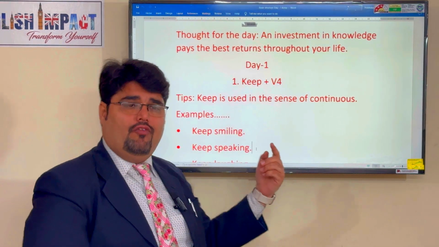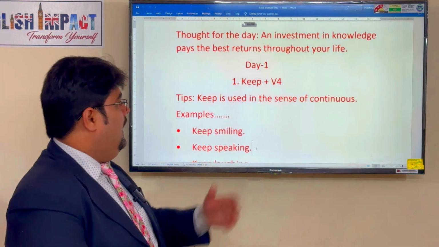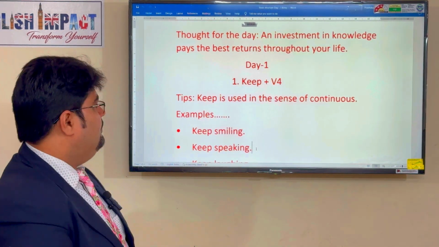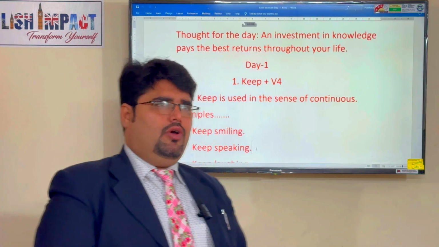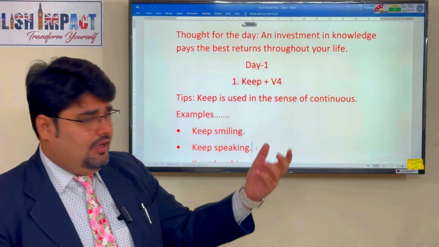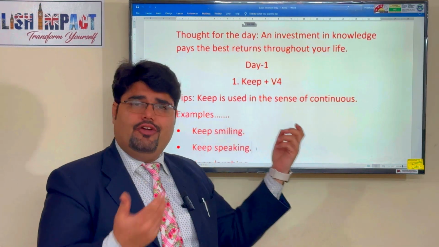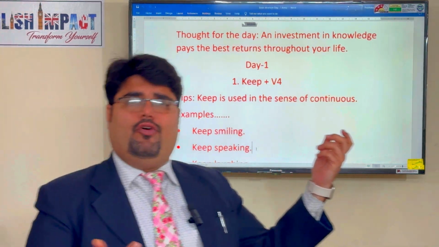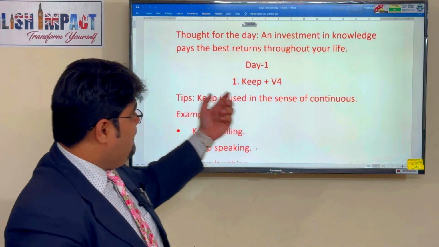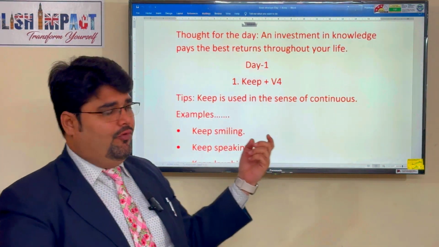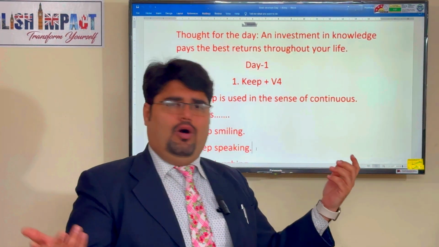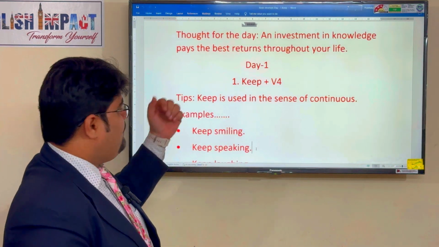This is the first day of our basic structure series, so let's start with keep. Keep plus V4. I'm sure you are aware, आपको पता होगा, V4 means ing form, gerund form. So grammar में हम gerund form बोलते हैं. So we have to simply use keep with V4, means ing form. That's it.